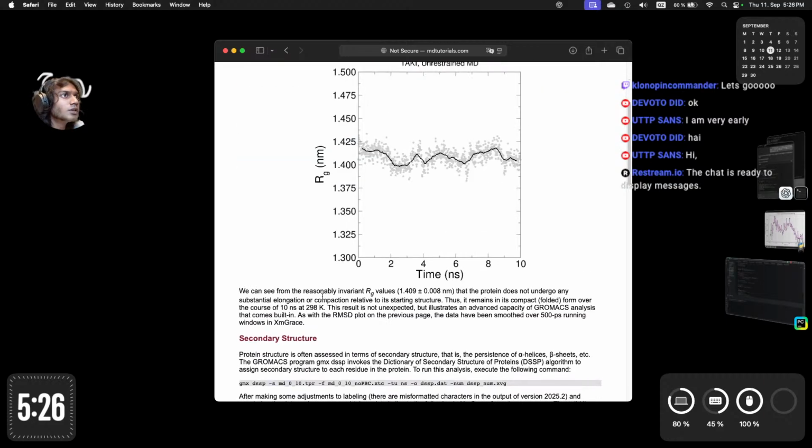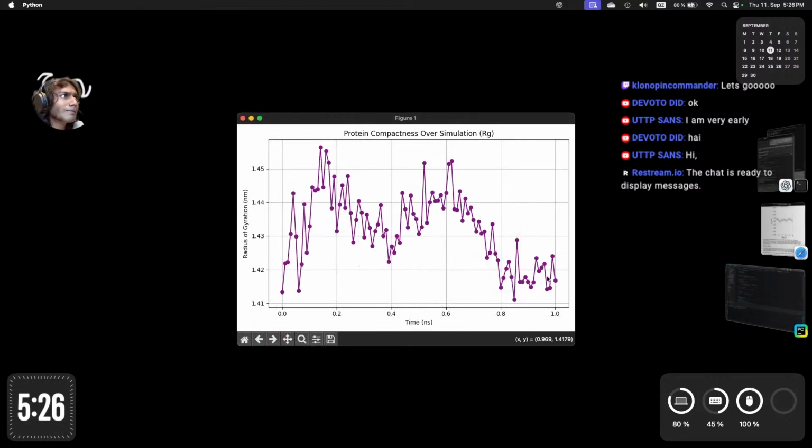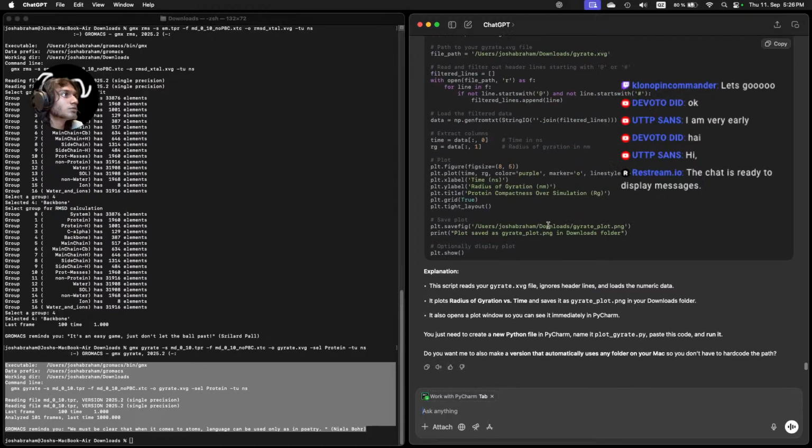We can see from reasonably invariant Rg values that the protein does not undergo any substantial elongation or compaction relative to its starting structure. Okay, this means it did not have a big change.